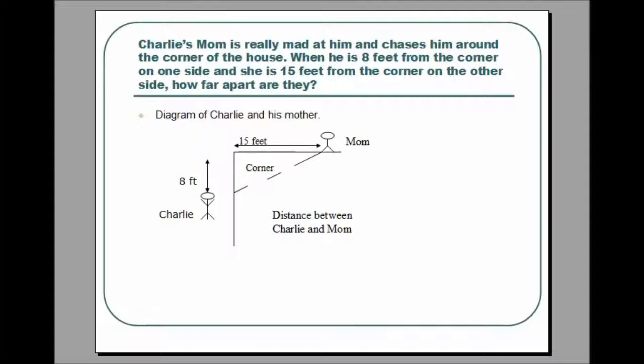What we need to realize is that the corner forms a right angle, and we have a right triangle with the sides of the corner, and then the hypotenuse would be the line directly from Charlie's position to his mother's position.